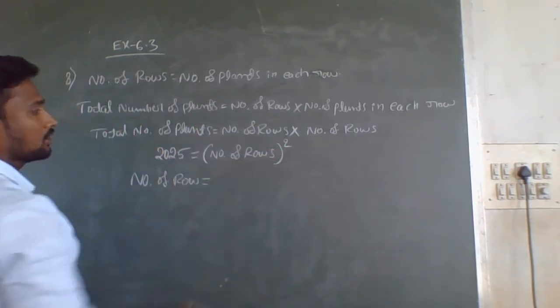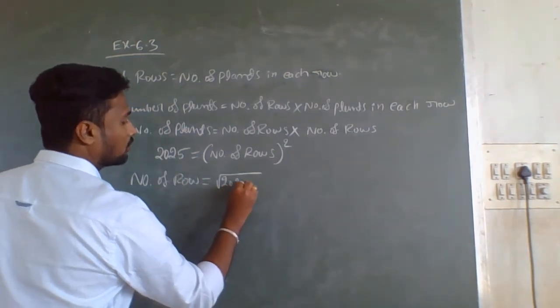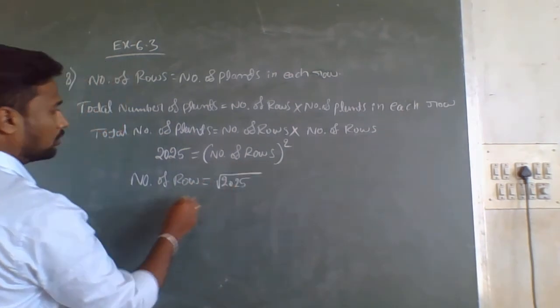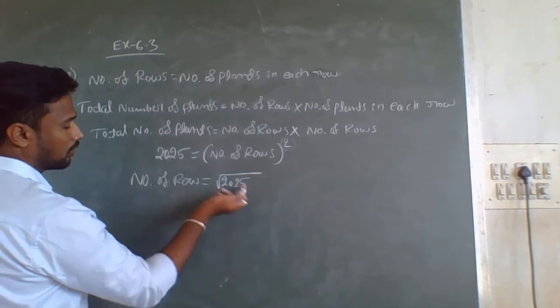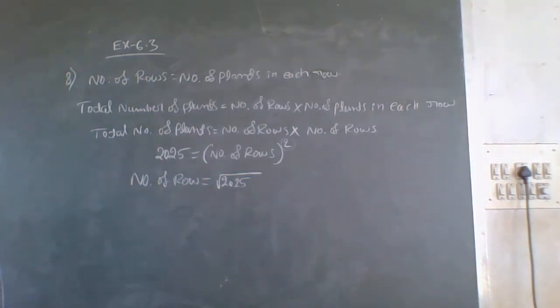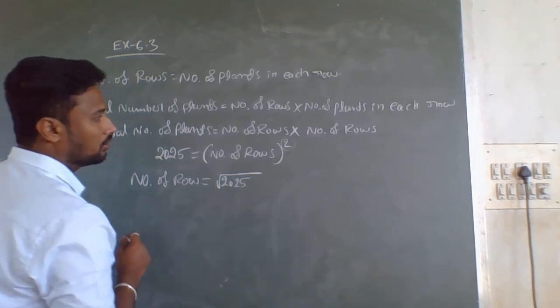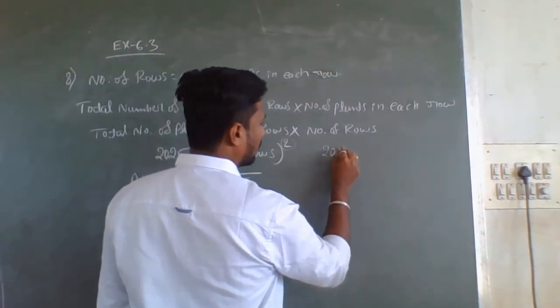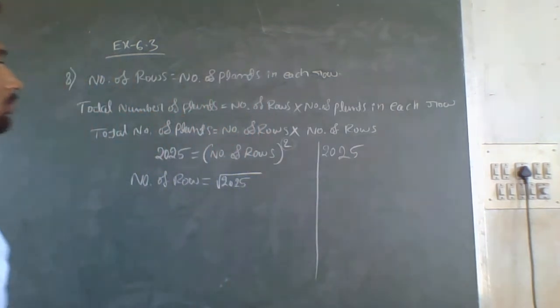If we will not consider this square value, what it becomes? Here we should consider the square root of 2025. So number of rows equals the square root of 2025, since we are not considering the square value. We will find the square root of 2025 by the prime factorization method.